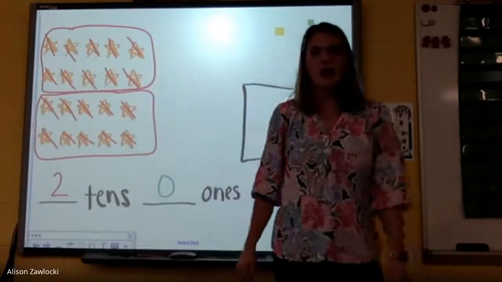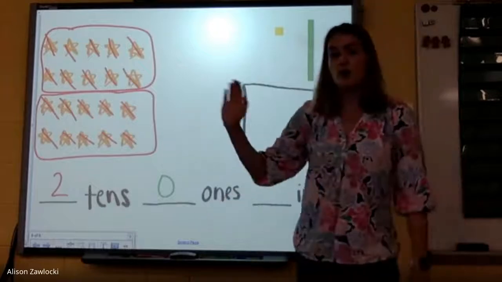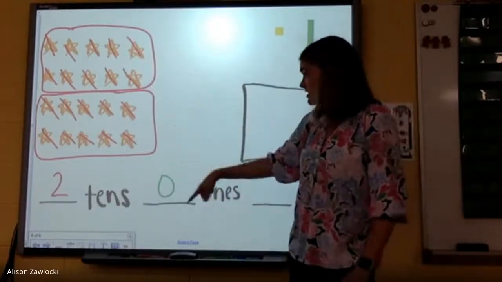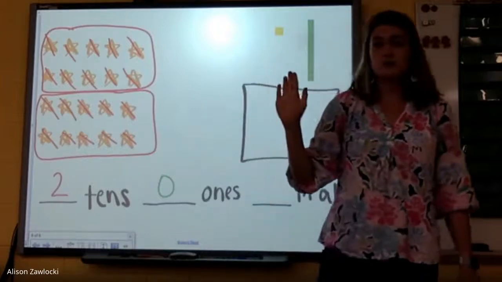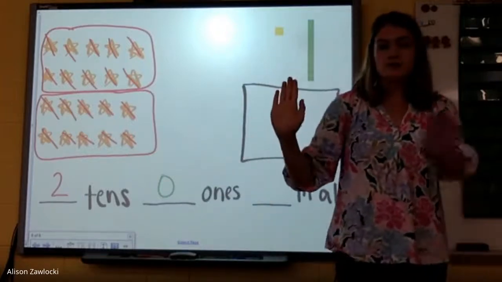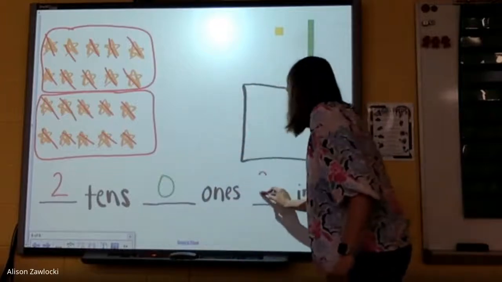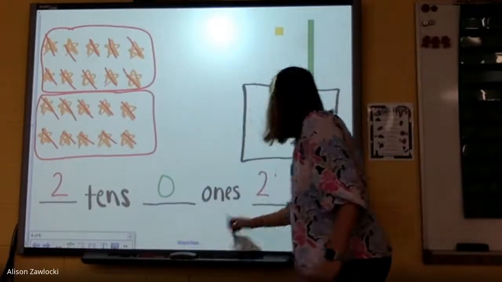So let's use our skill, our trick to make it really quick, so we don't have to count all those objects again. We can just look at our 10s and 1s to make our 2-digit number. So we have our 10s first and then our 1s. So let's go ahead and write our 10s first, 2, and then our 1s.